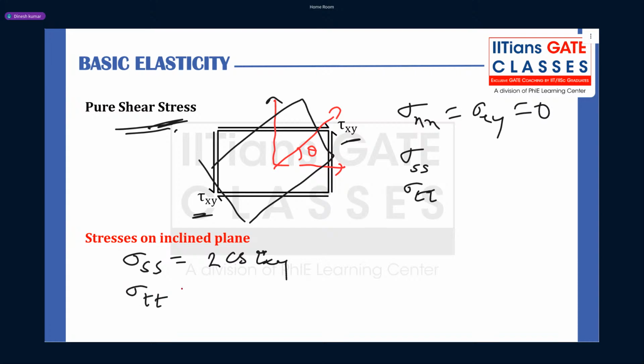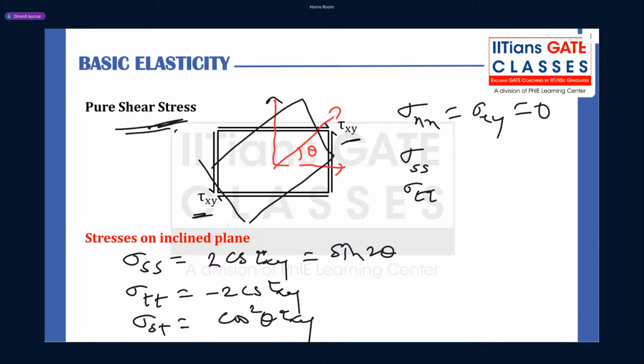What will be your sigma tt? It will be minus 2cs tau xy. What will be your sigma st? It will be cos square theta into tau xy. So this is nothing but what? Sine 2 theta tau xy, and this is what? Minus sine 2 theta tau xy, and the last one, cos square theta tau xy.